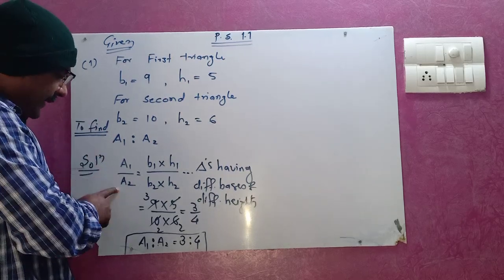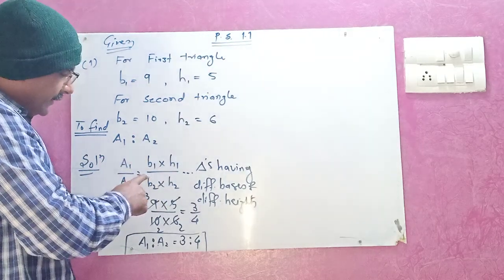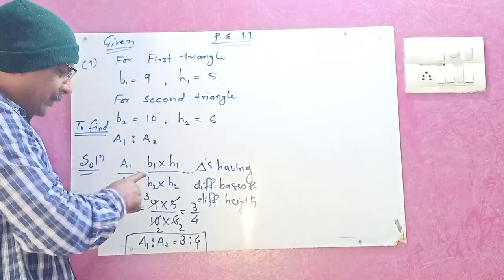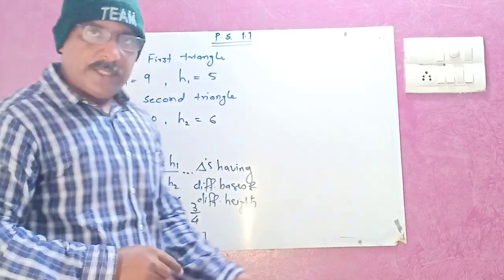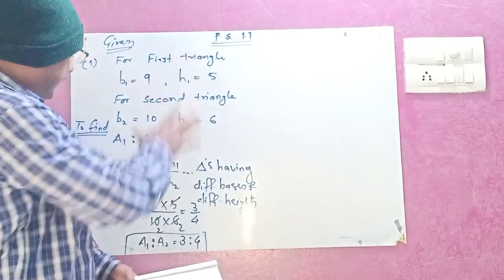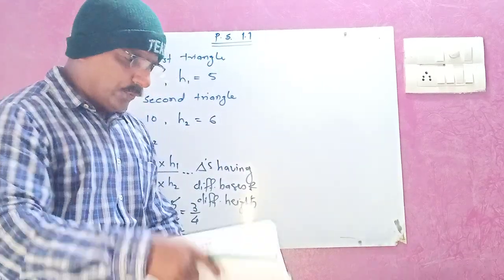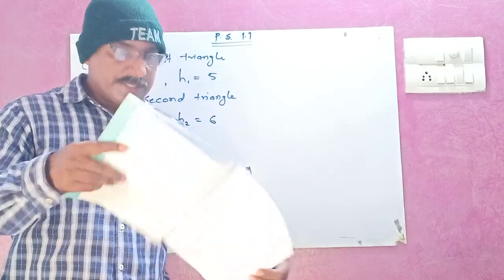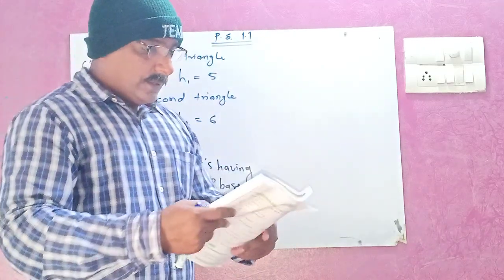That is when two triangles have different bases and different heights. In that case, the ratio of their areas is equal to the product of corresponding bases and corresponding heights. So I hope that you have understood the first sum. Similarly, you have your question number 2, which is given on page number 6.